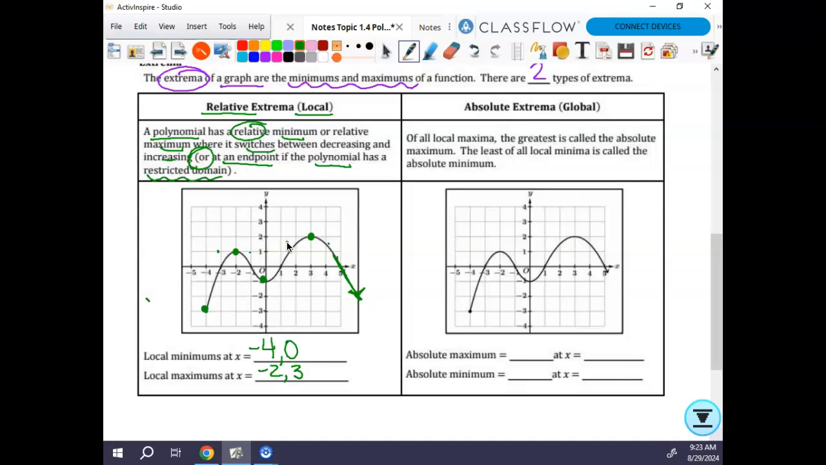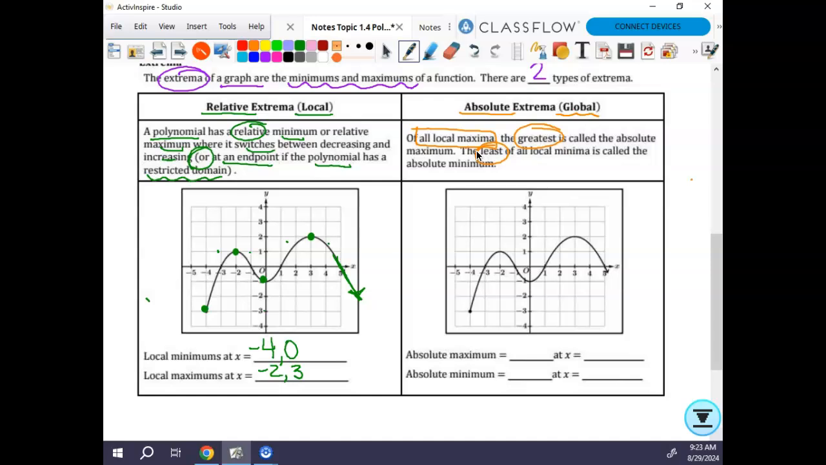All right, so then we have absolute or global. So this says of all local maxima. So all of them are local or relative. Then you take a local or relative, and then they get another more special name. Okay, so if it's absolute or global, it actually fits in both categories. This is just a better answer for it. It is the greatest or the least of all of the maximums or minimums.